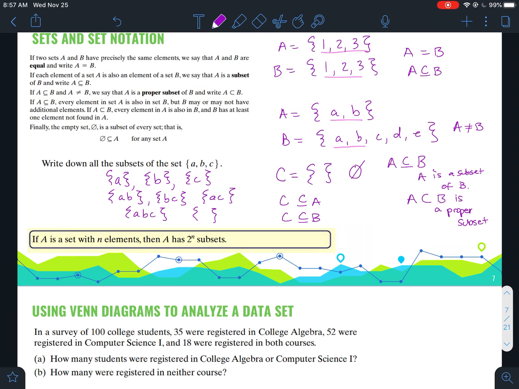So how many subsets are there? There's 1, 2, 3, 4, 5, 6, 7, 8. So there are 8 subsets of the set ABC. If we wanted to know how many subsets there would be from the start, there is a pattern to this. It's 2 raised to the number of elements. Notice there are 3 elements in my original set, so 2 to the third is 8, and notice we got 8 subsets. So if you want to know how many subsets a set would have, you count up how many elements it has, and then you do 2 raised to the number of elements, and that is going to be the number of subsets that set would have.